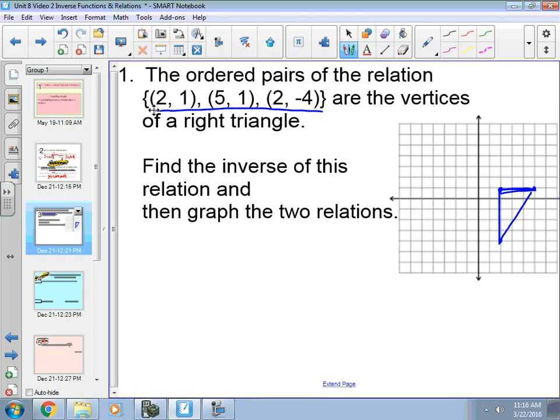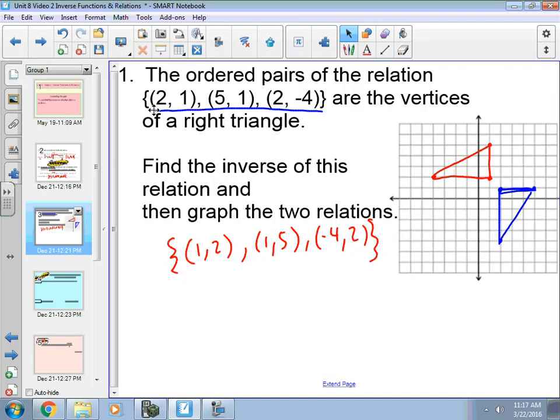Now they also want us on the same graph to graph the inverse of this. Well, the inverse, like we just did, would be the same thing, but everything flipped around. So it'd be 1, 2, 1, 5. And if we switch the last one around, negative 4, 2. So let's graph those out and see what this one looks like. 1, 2 is right there. 1, 5. And negative 4, 2. And again, it forms a right triangle. The shape of this is the same as the other one, it's just kind of moved.